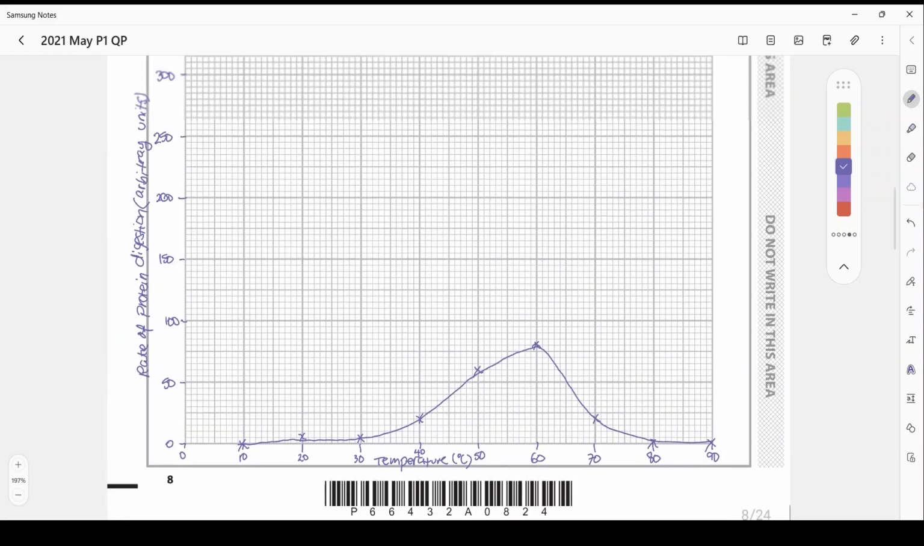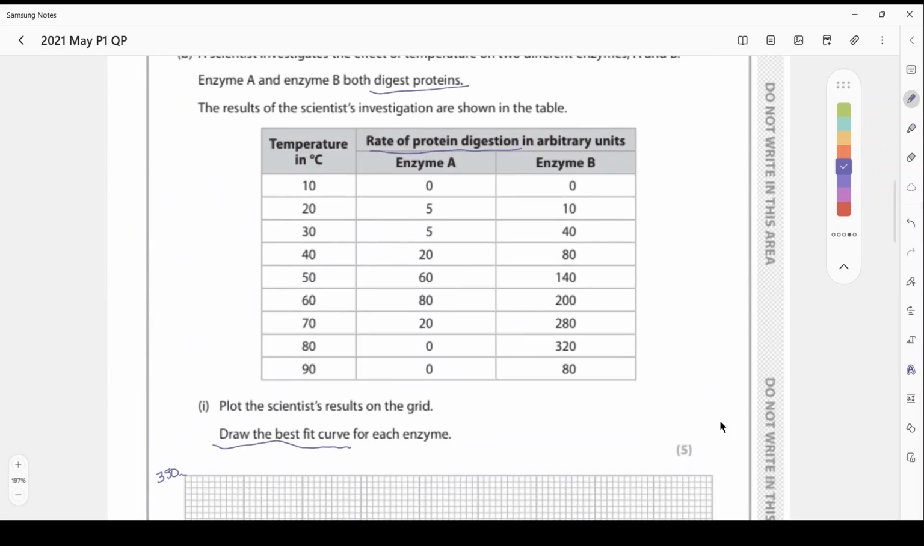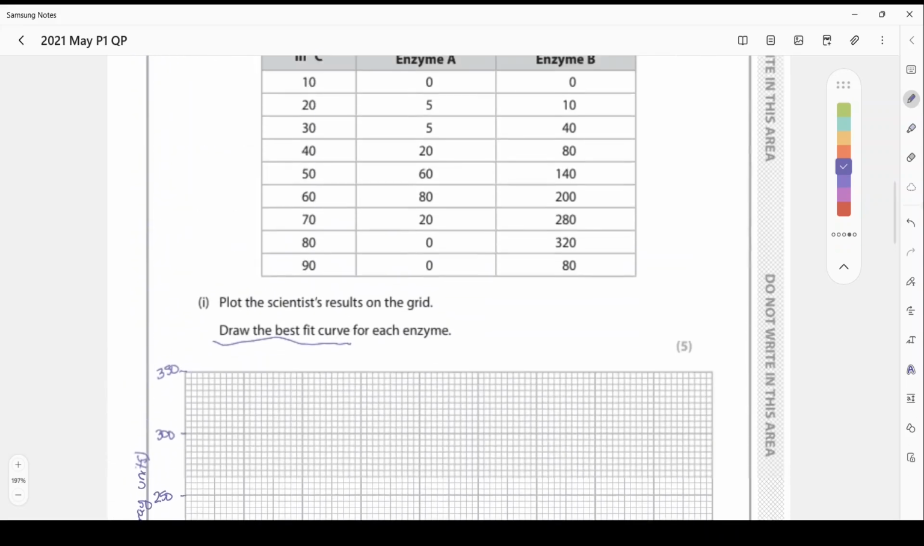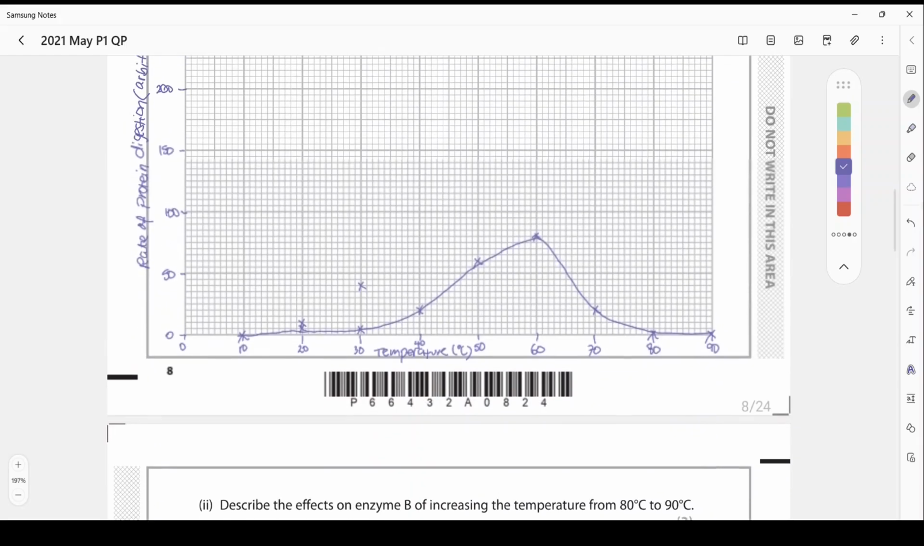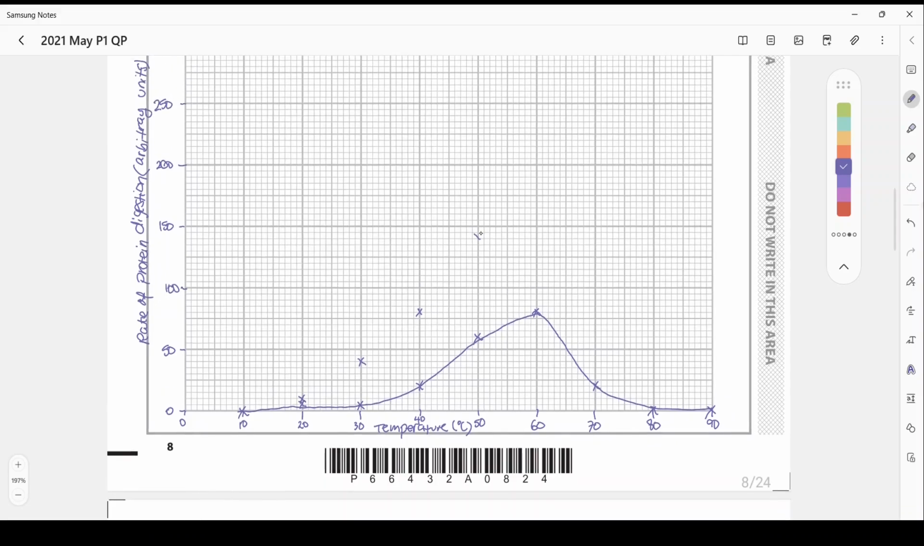All right, and then we'll label that enzyme A. Well, actually, let's do the labeling later. And then next we have enzyme B. So that is 0, 10, 40. So 0 here, 10 here, 40 is here. And then we have 80, 140. Okay, so 80 is here. And then we have 140, which is over here.